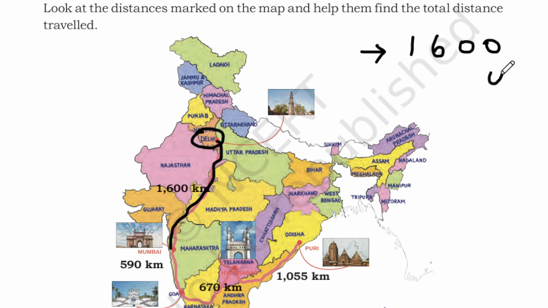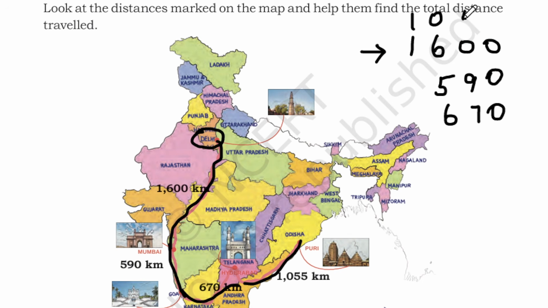So we can write 0 ones, 9 tens, and 5 hundreds. Next you have thousands. We have Goa to Hyderabad. So Goa to Hyderabad, it is 670. So 670. And next we have Hyderabad to Puri, which is 1055. So 1055, here we can write it.